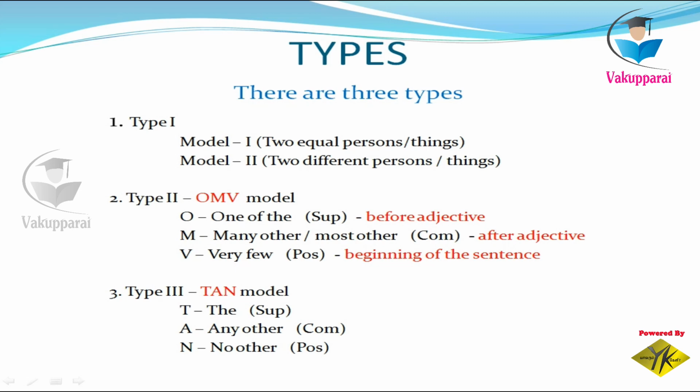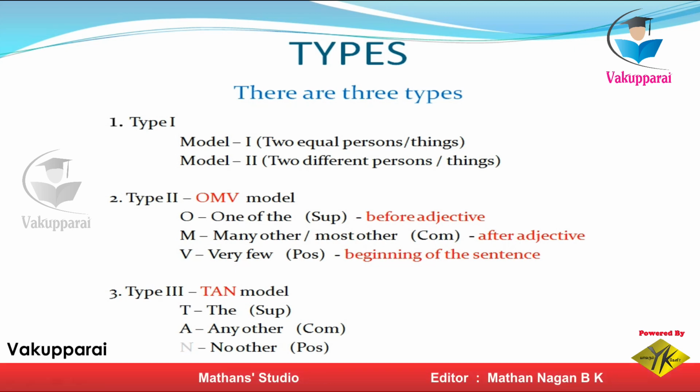In type 2, there is only one model. We can call this the OMV model. O refers to one of the, M refers to many other or most other, V refers to very few. One of the is used in the superlative degree, many other or most other is used in the comparative degree, and very few is used in the positive degree. It will be useful to you when you change the degrees from one into another.